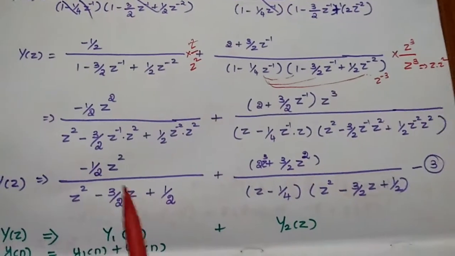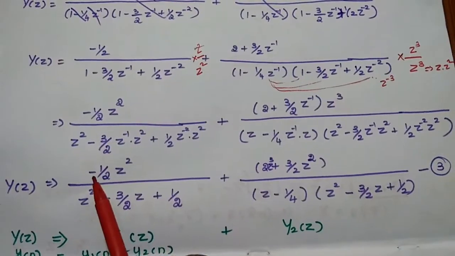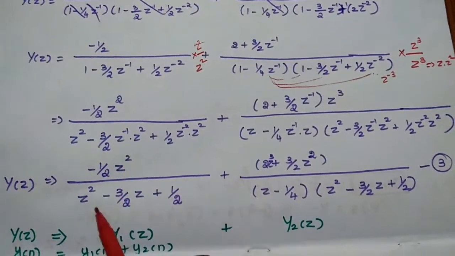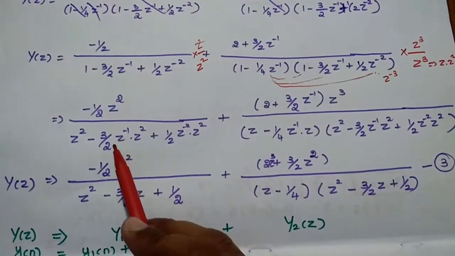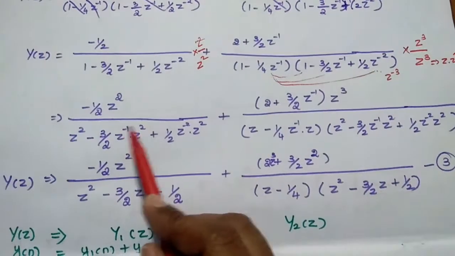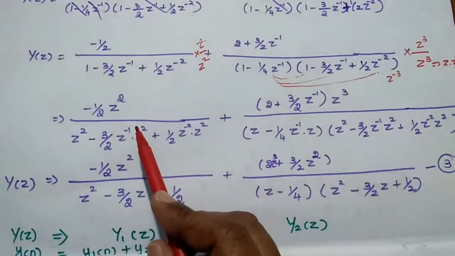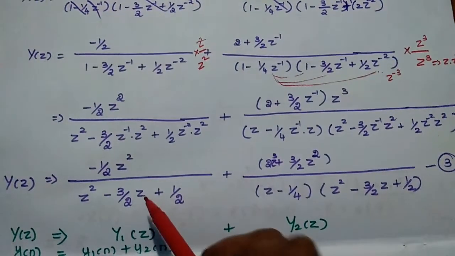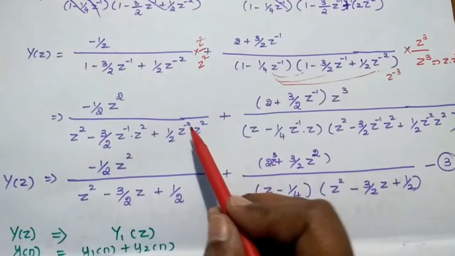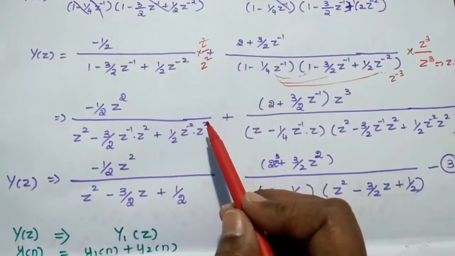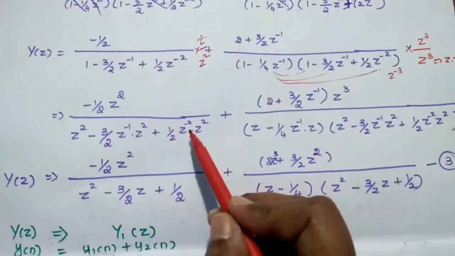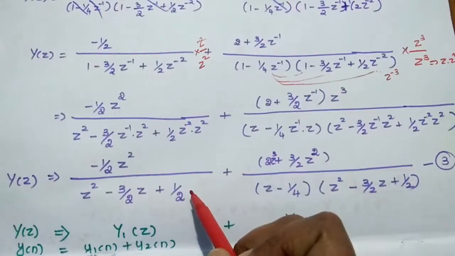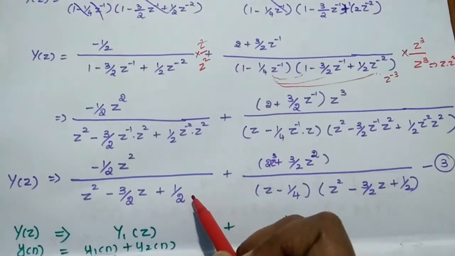Is that okay? So now we can get it like this: minus 1 by 2 z squared divided by z power 2 minus 3 by 2. Powers we are going to add. So 2 minus 1 plus 1, so z power plus 1 is nothing but z, plus z power minus 2 into z power plus 2. 2 minus 2 is 0. So z power 0 is 1. So 1 by 2 into 1.